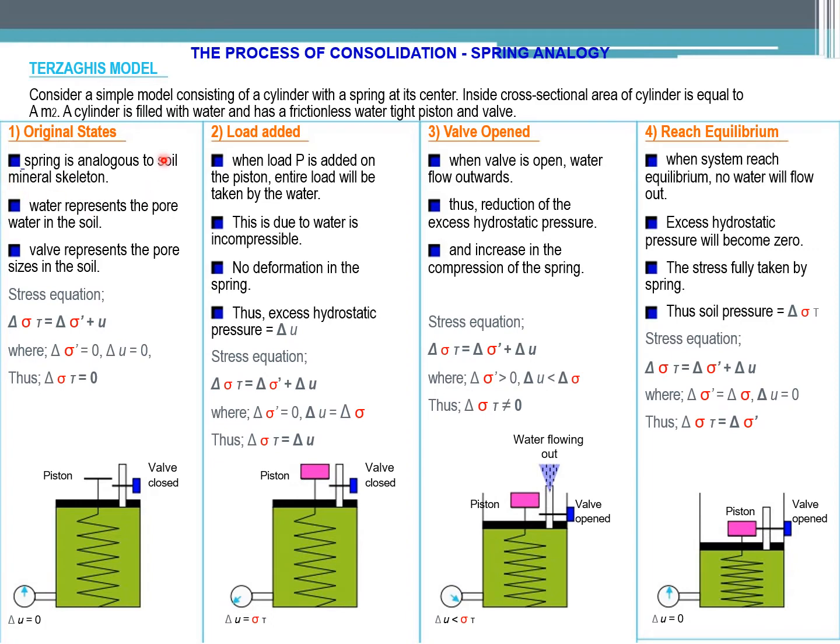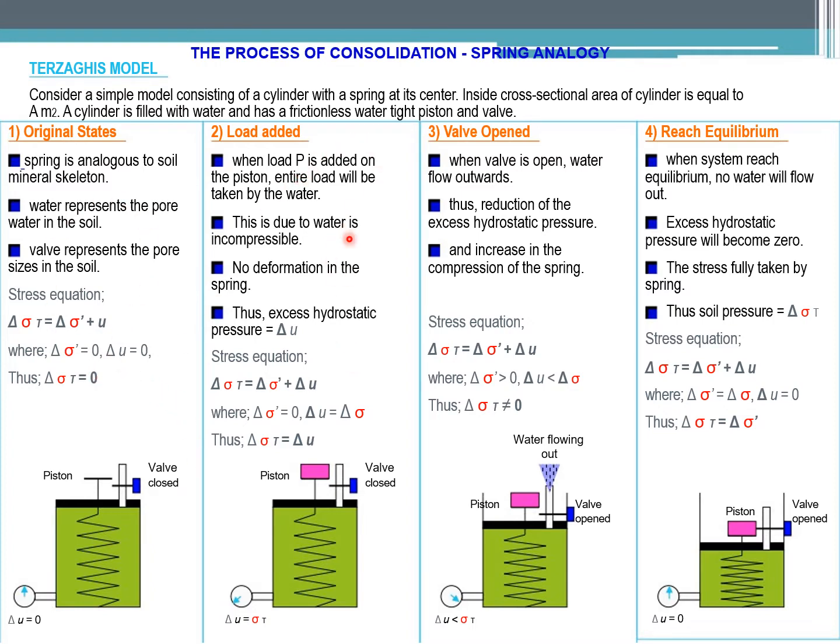This one we have three states, three different states. So first is the original state. Spring is analogous to the soil mineral skeleton. Water represents the pore water pressure or pore water in the soil. Valve represents the pore size in the soil. Okay, the stress equation: delta sigma is equal to delta sigma prime plus delta U, right? Where delta sigma prime is 0, so delta U is 0, so delta sigma is also 0. Because we have the original state here.